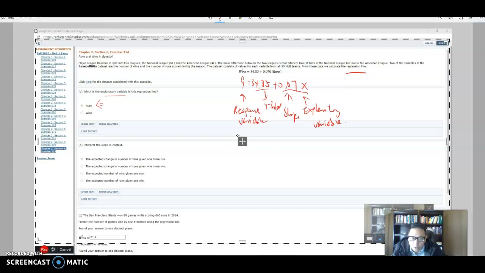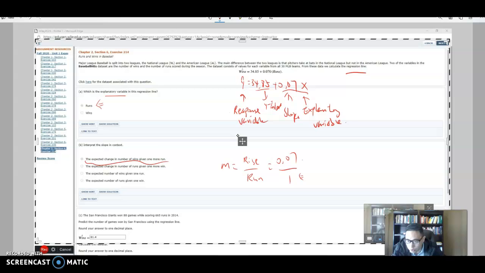To interpret the slope, we talked about that before. Slope is rise over run, which is 0.07 over 1. So we say that for every additional run, the expected change in the number of wins will be 0.07. So the answer will be this one.